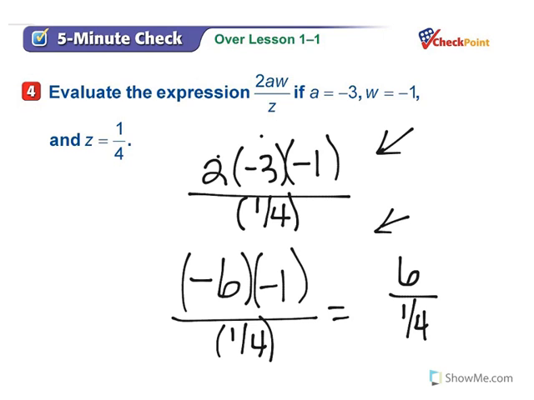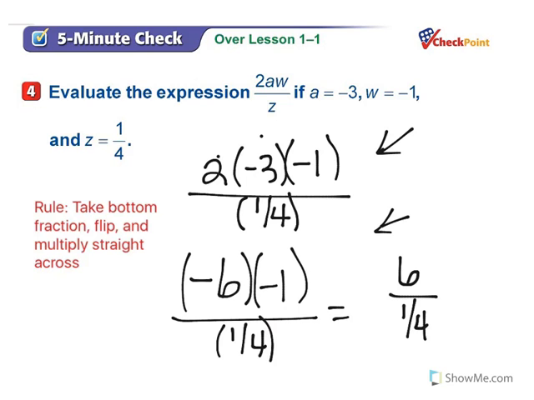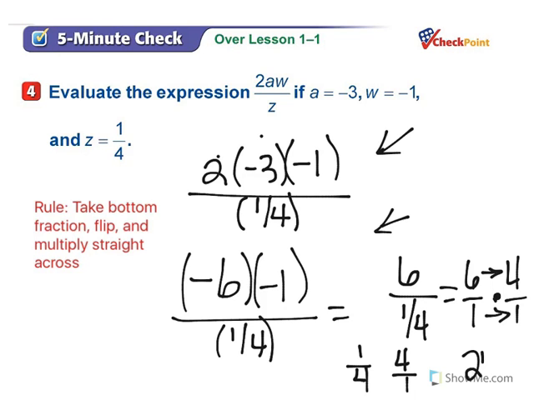When you have a number divided by a fraction, the rule is take the bottom fraction, flip it, and multiply straight across. Okay? So now we can rewrite 6 as 6 over 1 times, and if we take 1/4 and we flip it, we will then get a 4 over 1. So 6 over 1 times 4 over 1, you multiply straight across, and we get 6 times 4, which is 24.